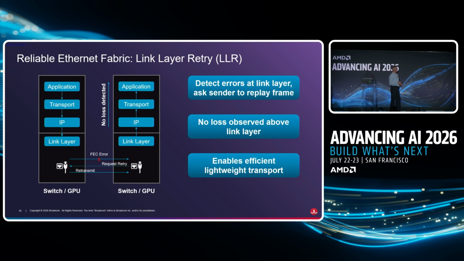So the key feature here is that there's no loss detected above the link layer. It means that the IP, the transport, the application never see this error. It's handled very quickly in hardware. So it enables this very efficient, lightweight transport that David had talked about. On the silicon, the interface to the scale-up network can be very efficient. And when you've got 18 800 gig interfaces on a GPU, it's really important to make that transport as efficient as possible.